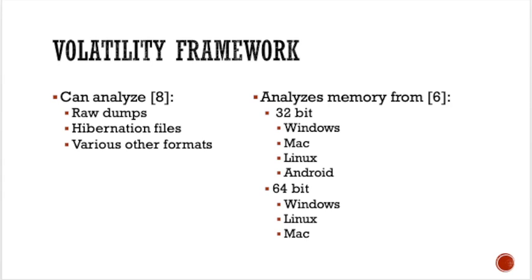So Volatility can analyze raw memory dumps. It can also analyze hibernation files and various other formats. And Volatility analyzes memory from 32-bit and 64-bit systems. So it'll do 32-bit and 64-bit memory analysis for Windows, Mac, and Linux devices. And the cool thing is it'll also do some 32-bit Android systems. So it can analyze some of those as well.